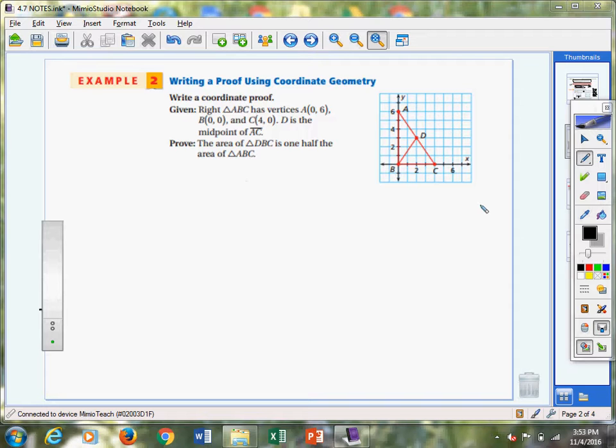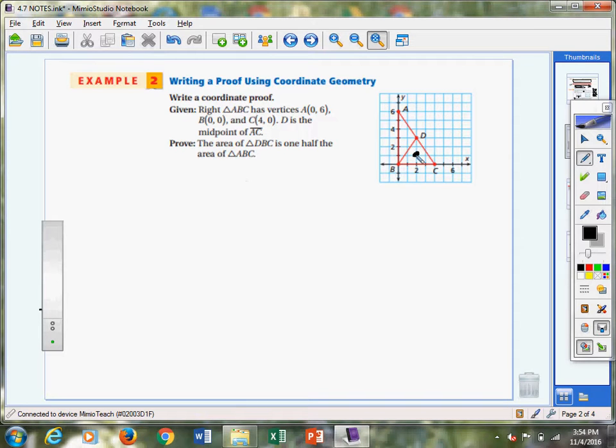We have right triangle ABC has vertices A, which is positioned at 0, 6, B, which is at 0, 0, and C, which is at 4, 0. D is the midpoint of AC. And we're supposed to prove that the area of triangle DBC, that smaller triangle right in here, is 1/2 the area of triangle ABC, which is the big right triangle.